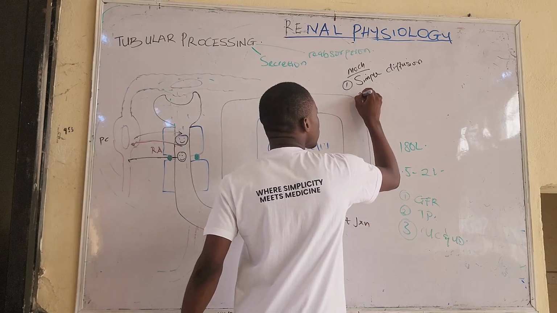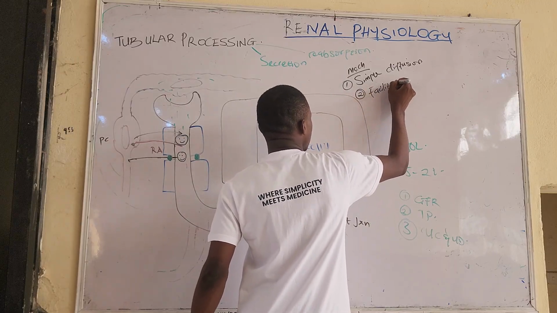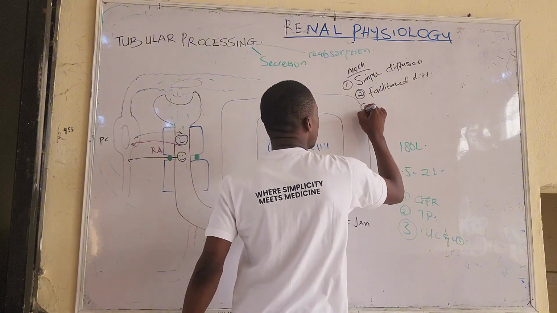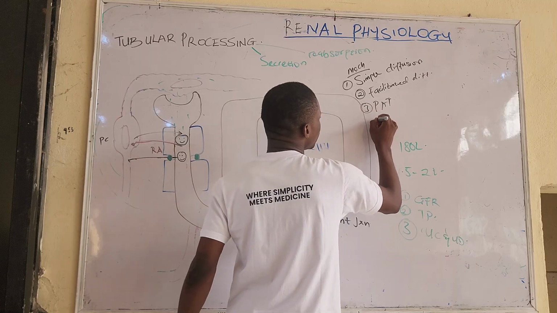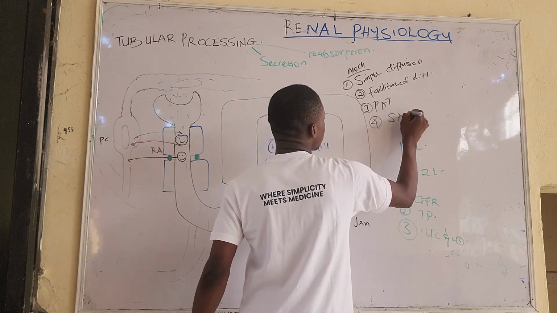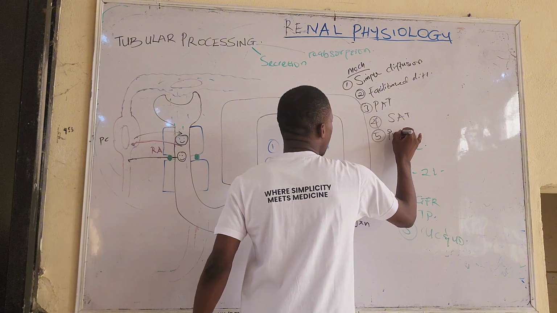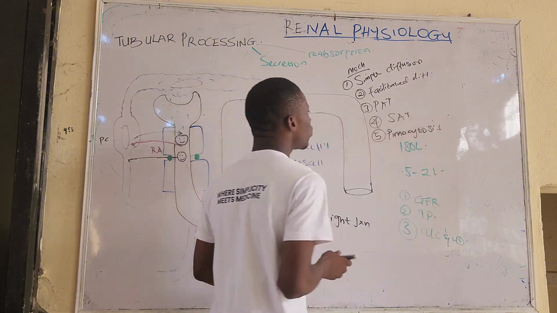They can move through facilitated diffusion. They can move through primary active transport, PAT. They can also move through secondary active transport. They can also move through pinocytosis. That means when cells are moving through secretion or reabsorption, they can follow any of these five ways.